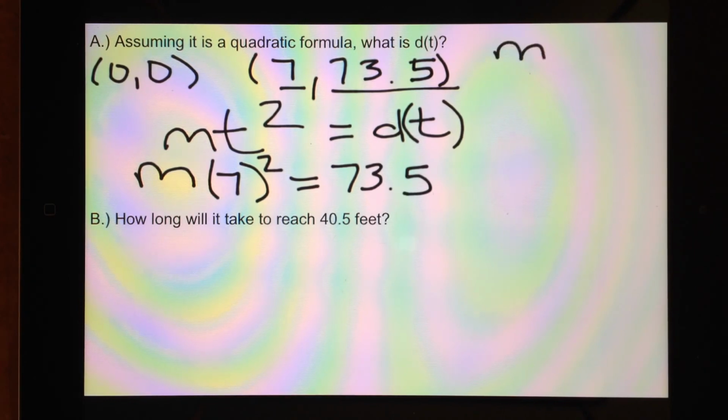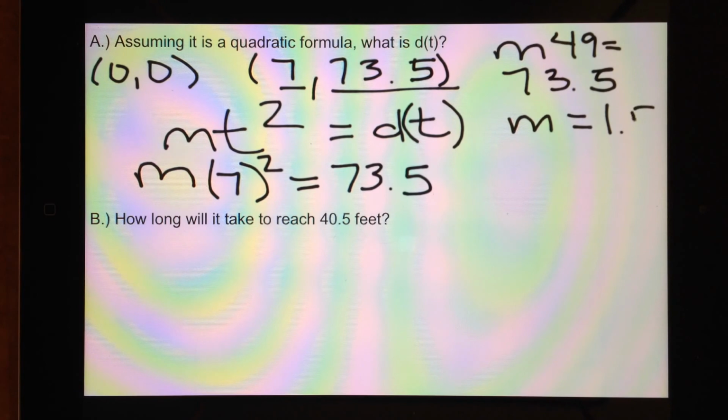Continuing that, we know m times 49 will equal 73.5. Well, 73.5 divided by 49 happens to be a pretty number of 1.5. So our final equation would be 1.5 times t squared equals d of t.